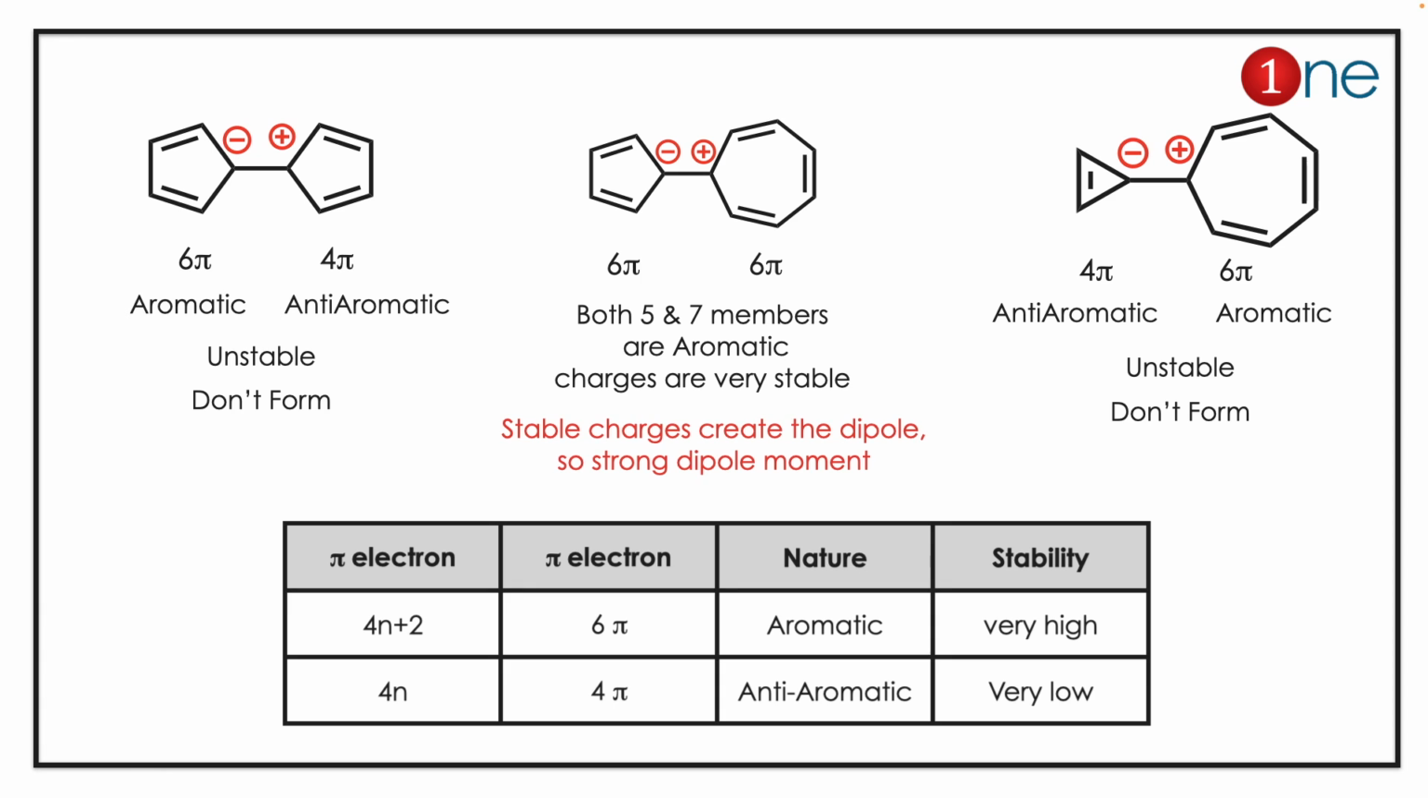Q has both rings aromatic, so the charges will be very stable. Permanent charges create the dipole, so there is a strong dipole moment for compound Q. The concept you have to learn here is that aromaticity stabilizes the charges, anti-aromaticity destabilizes the charges.